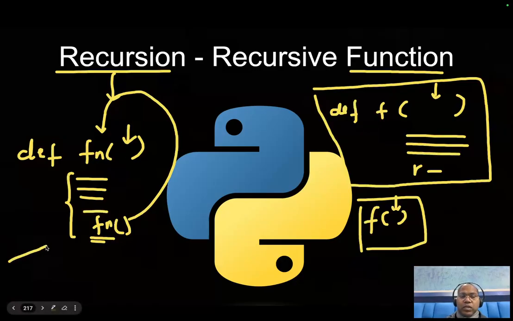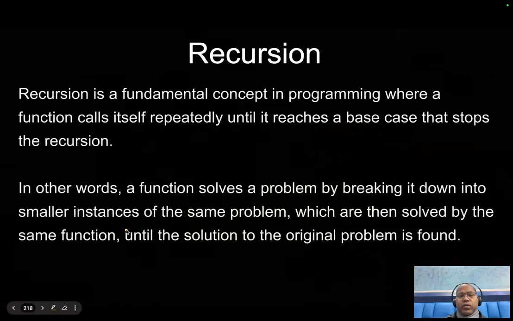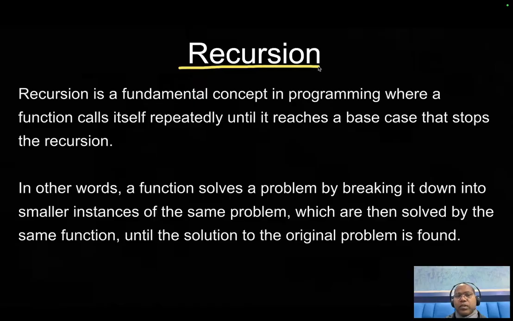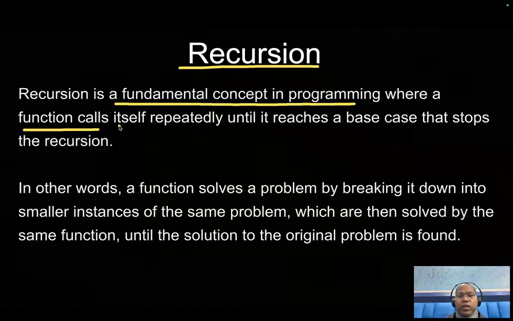This way of writing code is known as recursion, and this function is a recursive function. Recursion is the way where you can invoke a function within itself. Recursion is a fundamental concept in programming where a function calls itself repeatedly until it reaches the base case that stops the recursion.